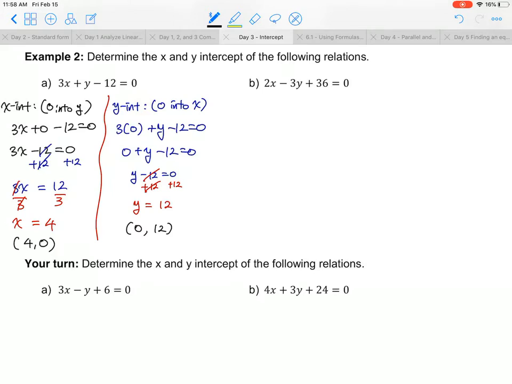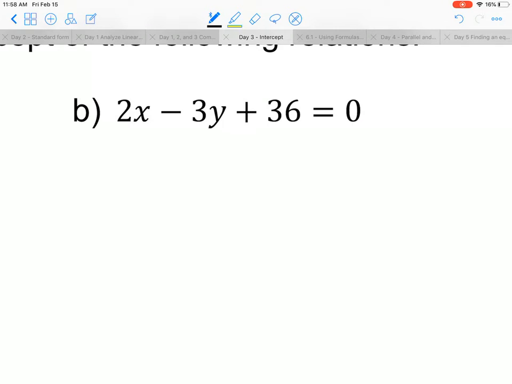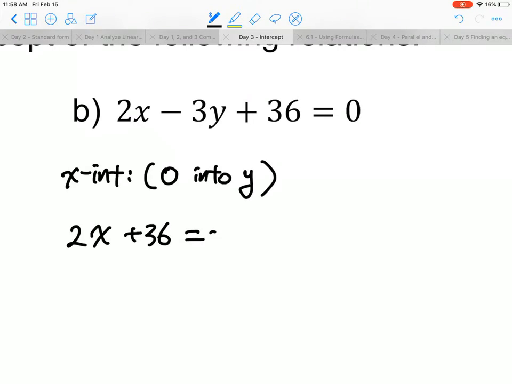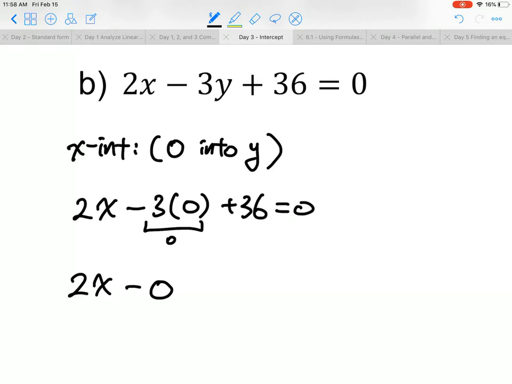Now, I will try this one with you one more time, and make sure you do your turn, okay? Same thing over there, for your x-intercept, you put 0 into y, so it will be 2x plus 36 equals 0. Well, actually, I am going a little too fast. Minus 3 times 0 plus 36 equals 0. But this thing is basically 0, right? So then 2x minus 0 plus 36 equals 0.